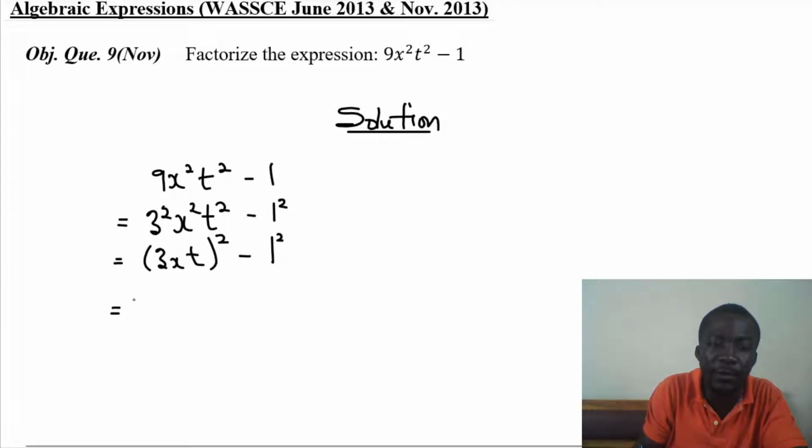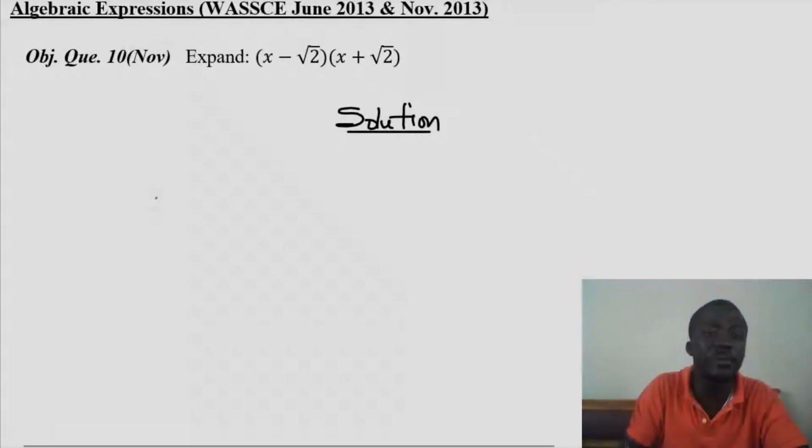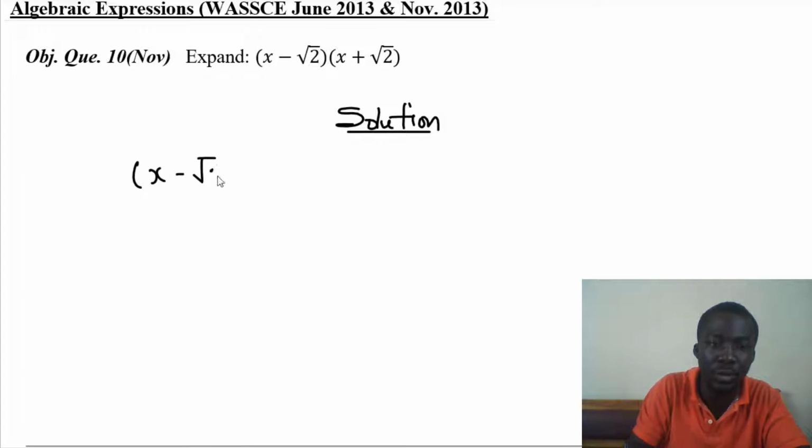Then we can factor that one by writing 3xt minus 1 in one bracket, then 3xt plus 1. And this will be the factorization of 9x squared t squared minus 1. In objective question 10 November, we are to expand x minus square root of 2 times x plus square root of 2.